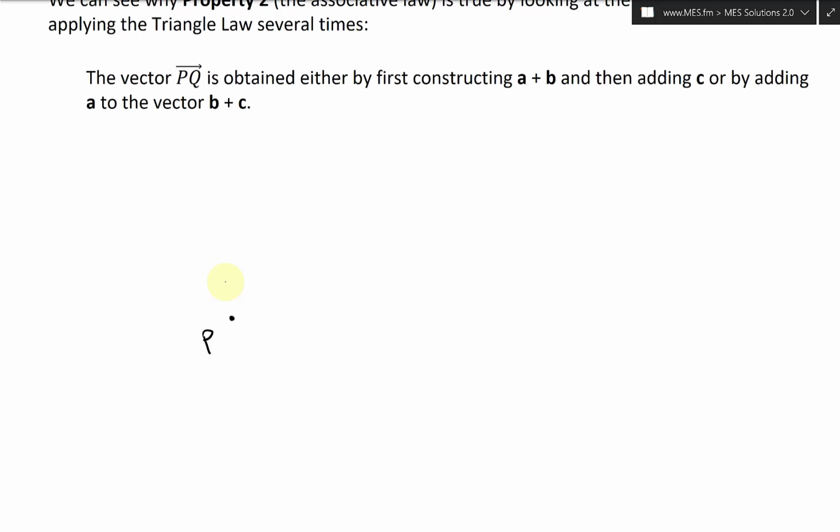And let's say we have the point Q over here. So we want to get over to this PQ vector. So that's the PQ vector, and we want to construct that in two ways. Well, let's go to the first one. Let's say you have A. The A is this. So that's A. And then let's say you have right here, B. So B goes over there. Or even better, I'll make it a bit shorter. So let's say this is B.